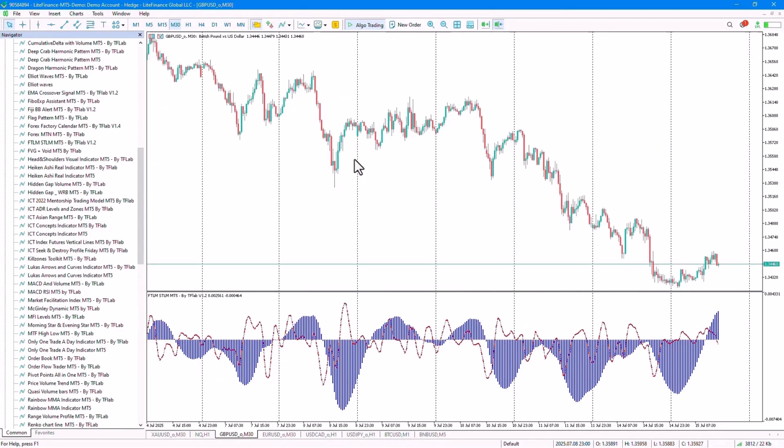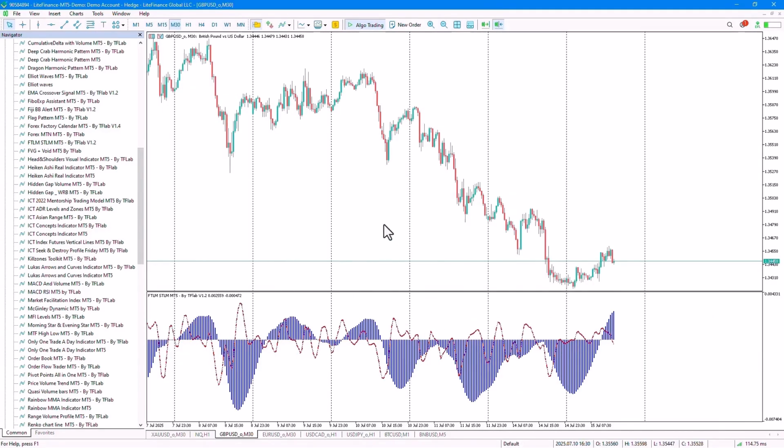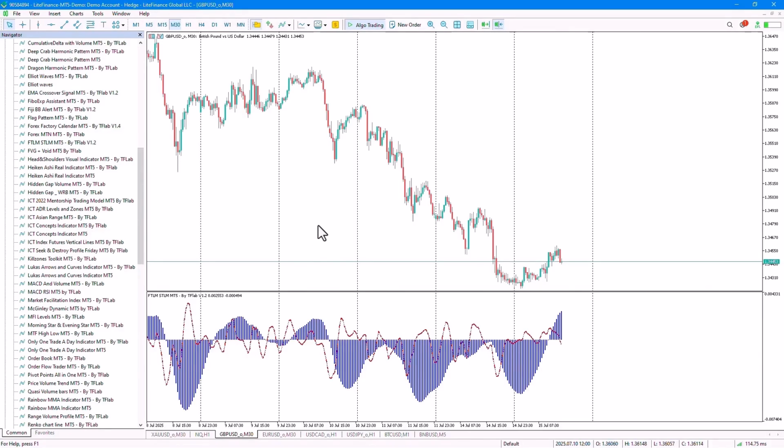Also, the calculations of this indicator are based on digital filters, and in the settings and input section, there are no options to change the values of the momentum line's histogram.